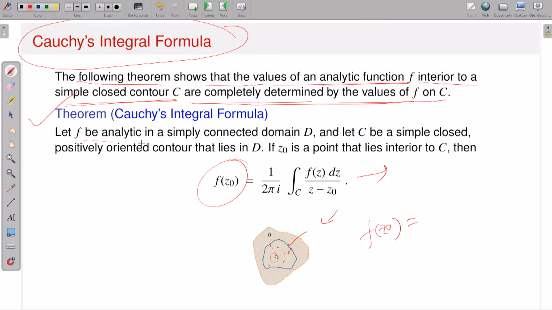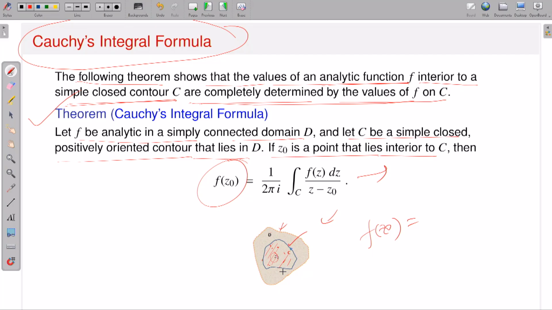This is the statement. Let f be analytic in a simply connected domain. This is my domain D. Let C be a simple closed positively oriented contour. This is my contour C, which lies entirely in D, because looking at the gray region, C lies entirely in D. If z0 is a point interior to C, interior to C means the domain bounded by C. So that means this is the domain bounded by your simple closed contour.